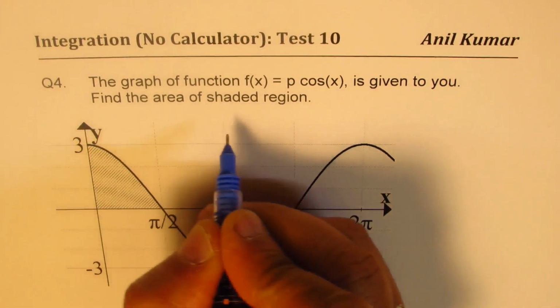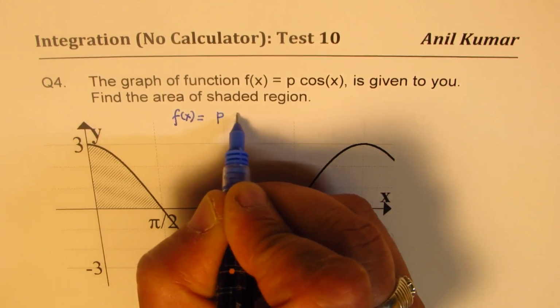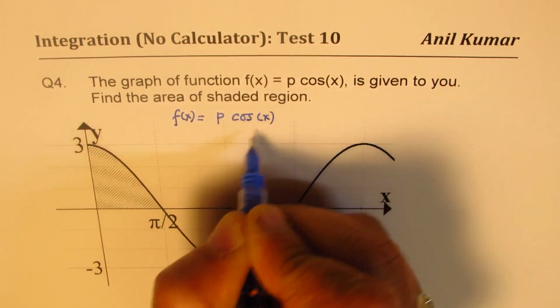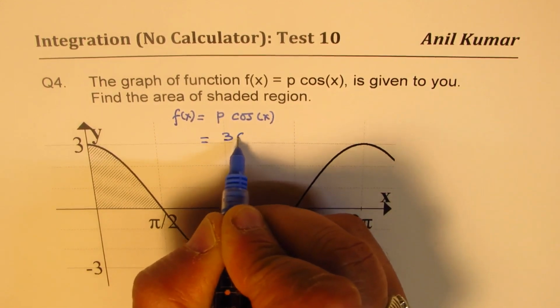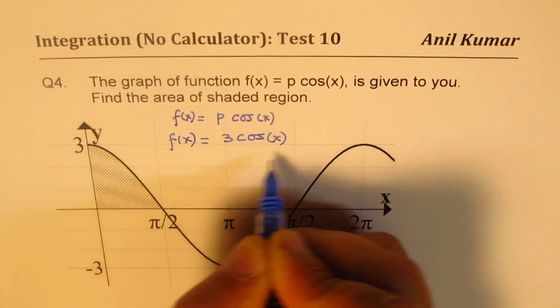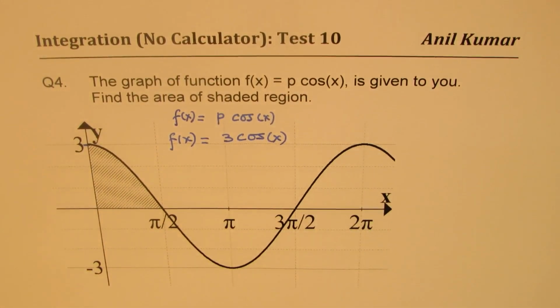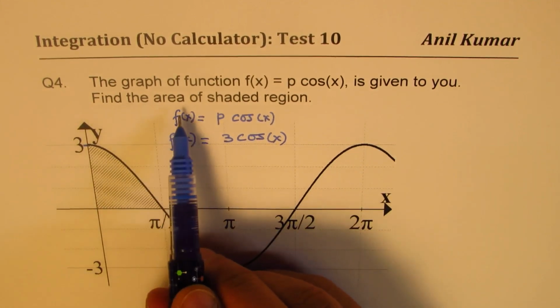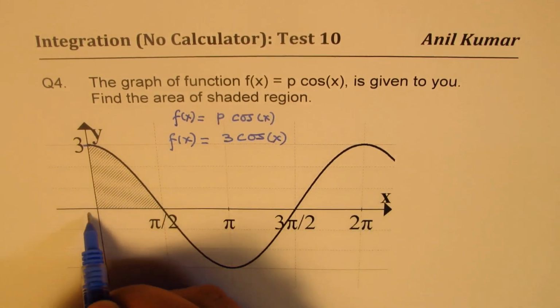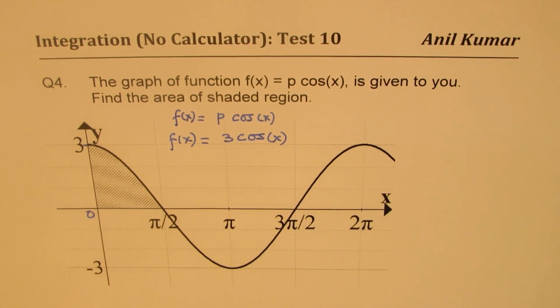Looking at the graph, the function f of x, which is given to us as p cos x, can be written as 3 cos x. So the function is 3 cos x, since the maximum value given to us is 3. Now we need to find the area of the shaded region. That means from 0 to pi by 2. So that much area we need to find.